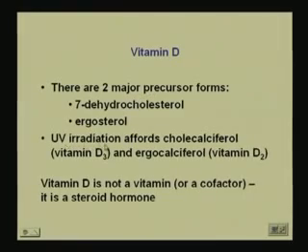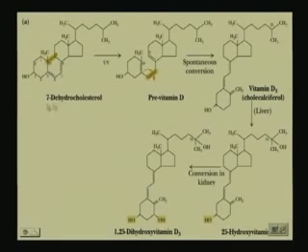This UV irradiation affords cholecalciferol, that is vitamin D3, and ergocalciferol. So, actually for vitamin D, there are two precursor forms in the body, and vitamin D is formed from these with UV irradiation. If you sit in the sun or have UV radiation, these two precursor forms can form vitamin D. So, this is actually what happens.